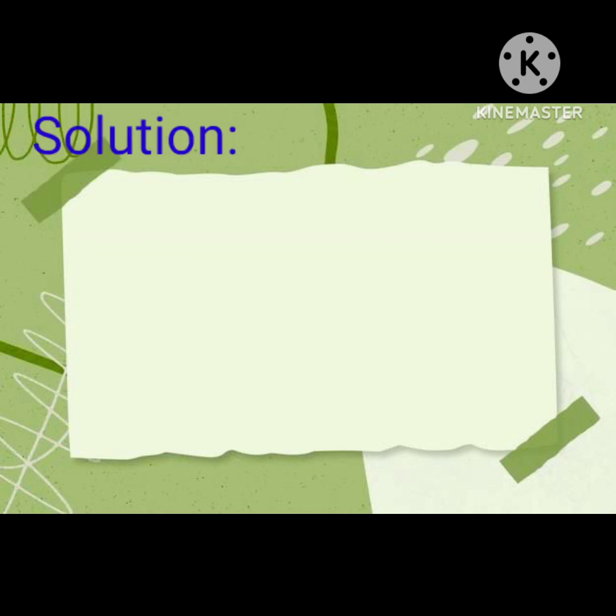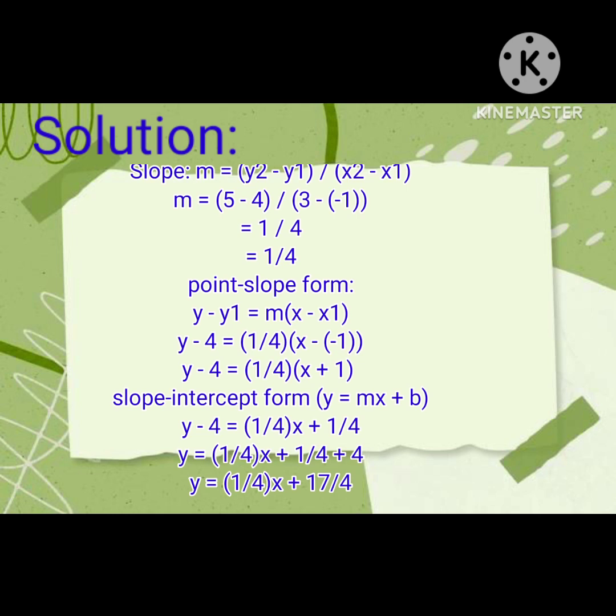Our solution will be to calculate the slope m using the given points. m is equal to y sub 2 minus y sub 1 all over x sub 2 minus x sub 1. Substituting the coordinates of point negative 1, 4 and point 3, 5 into the formula, we have m is equal to 5 minus 4 all over 3 minus negative 1. Simplifying, we have m is equal to 1 over 4, or 1/4.